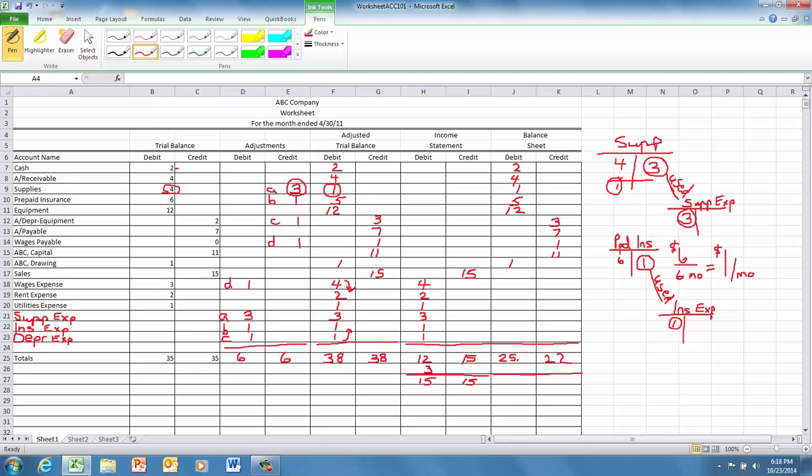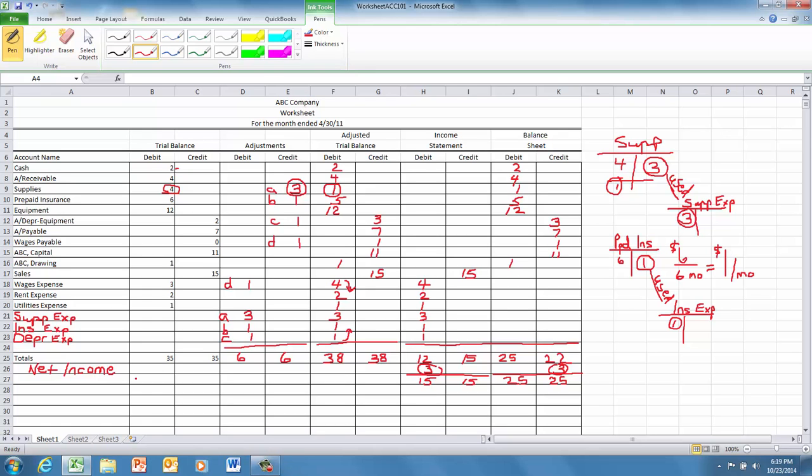Then I look at the large number of the balance sheet minus the small number. 25 minus 22 is 3. And I add these up so that they equal. Then I check, does this 3 equal that 3? Yes, it does. I come across here and I put net income. And I'm good to go, and I'm ready to use this worksheet to make my adjusting entries.